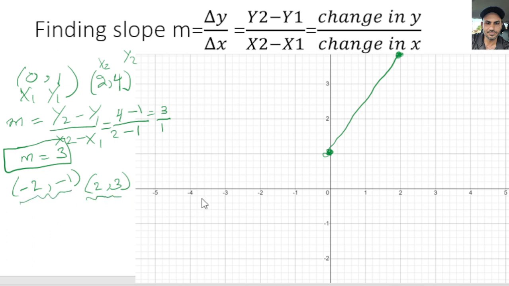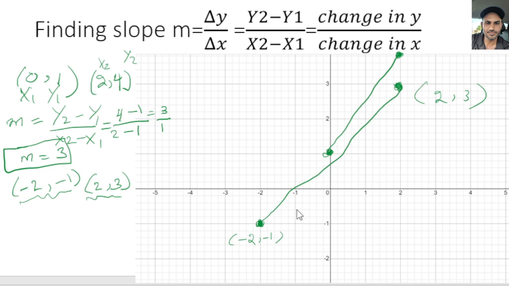I'm going to go ahead and plot these 2 points. First one is negative 2 in the x direction and negative 1 in the y direction, so this is our first point right here. The second point is 2, 3: 1, 2, 1, 2, 3. So we connect these 2 points. Now we want to find the slope of the segment that connects these 2 points.